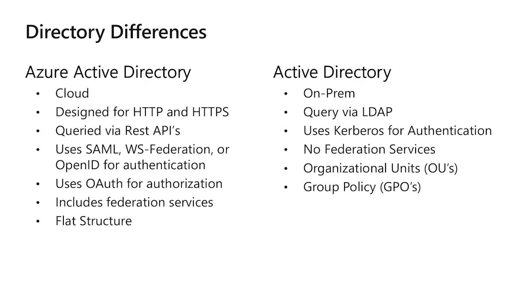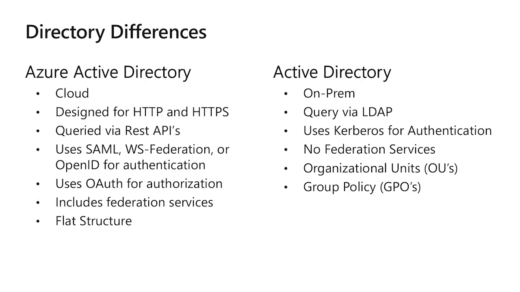With Active Directory on-prem, we use LDAP, we use Kerberos for authentication. There's no federation services built in. We have a concept of organizational units and how we organize our users and groups. In Azure, it's not a one-to-one comparison, but when you look at resource groups, they're kind of replacing the need of what we do with organizational units.